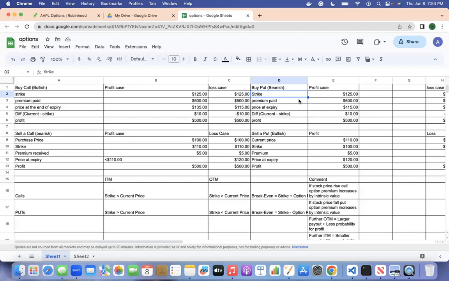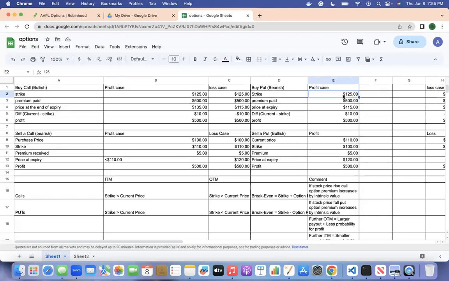I'm going to buy at $125, but the stock went down, right? So before expiry, the stock is at $115, but you get to sell the stock at 125, which is the strike price at which you bought the put. You bought the put, right? If you would have held the stock and not done anything on options, you would have lost that $1,000. But you are not losing that, because you could sell that stock at 125.